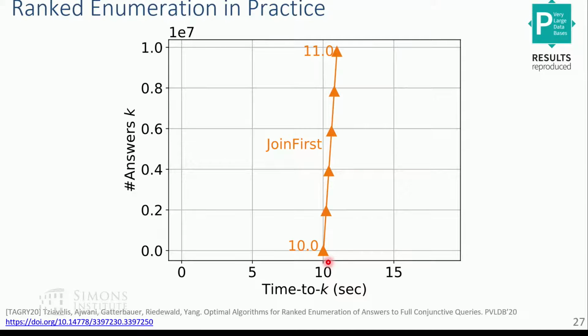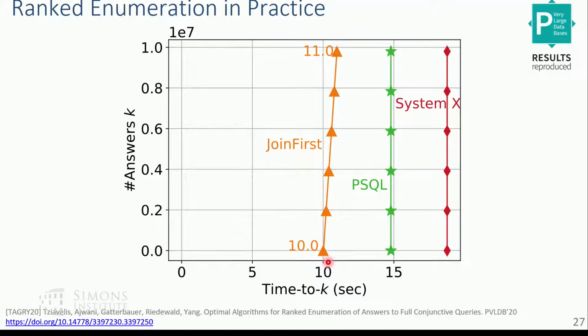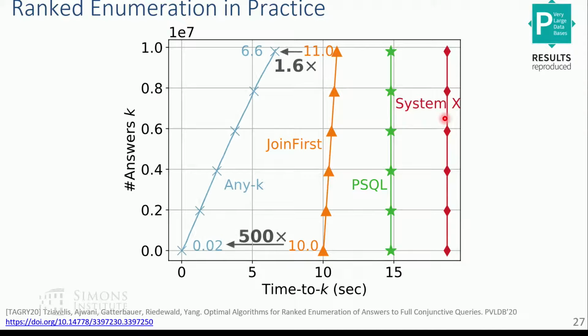This is our implementation of this join first strategy, but you can also run it on database systems, PostgreSQL here and commercial system X. Now the order between these two doesn't really matter. Sometimes one is faster, sometimes the other one is faster. The important message is that they always follow this join first approach. On the other hand, our NEK is much faster. It returns the first answer here 500 times faster, and it can also have an advantage even for the last answer because of this faster than sorting.